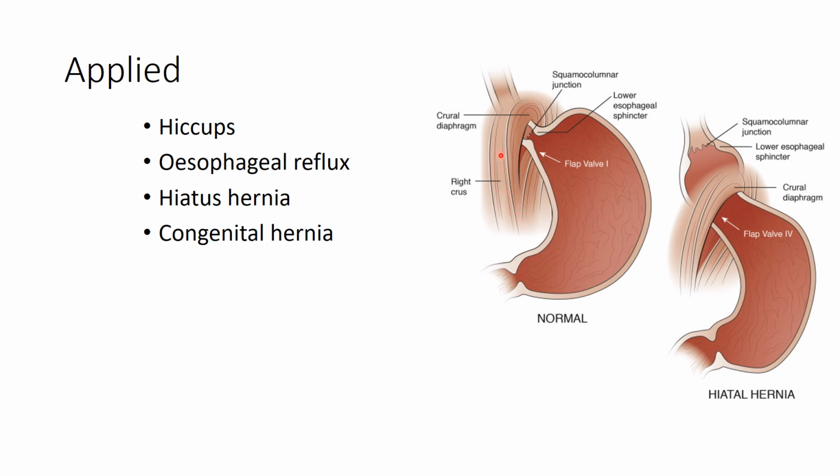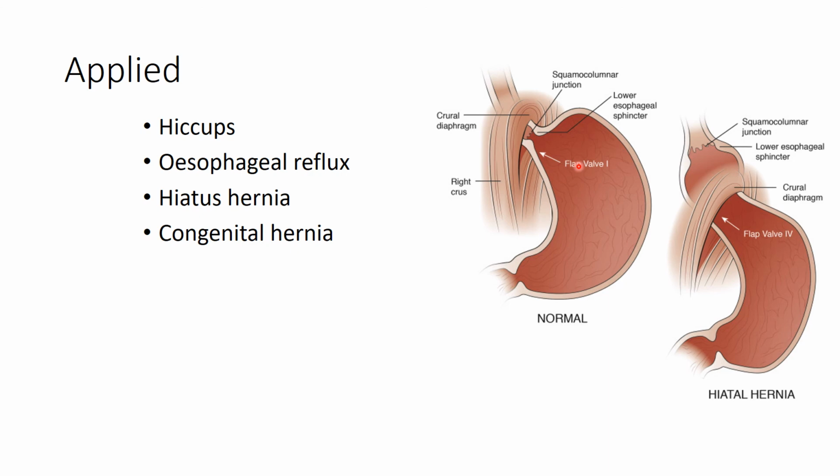The second is esophageal reflux. As we know, the lower esophageal sphincter is intimately related to the right crus of the diaphragm, whose medial fibers make a sling around the esophageal aperture. So when this portion is faulty, as in case of hiatus hernia, there is a chance of reflux of acidic gastric content towards the esophagus, and that is known as heartburn or esophageal reflux.